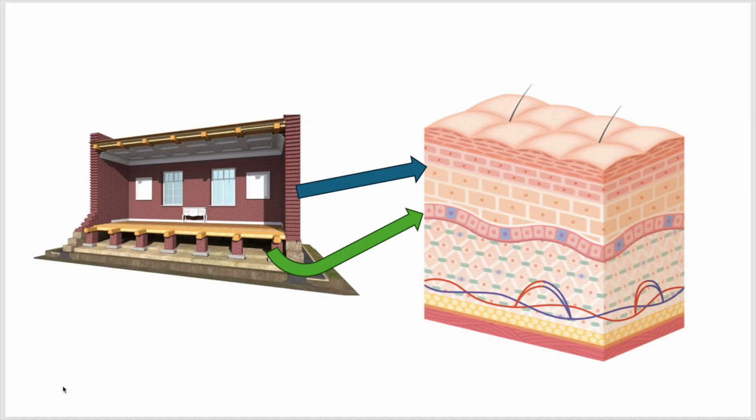To help visualize the structure of the skin, let's think of the epidermis as a building sitting on a foundation. And the foundation is the dermis, while the building is the epidermis. Where the building and the ground meet is the interface, and we call the interface the dermo-epidermal junction.